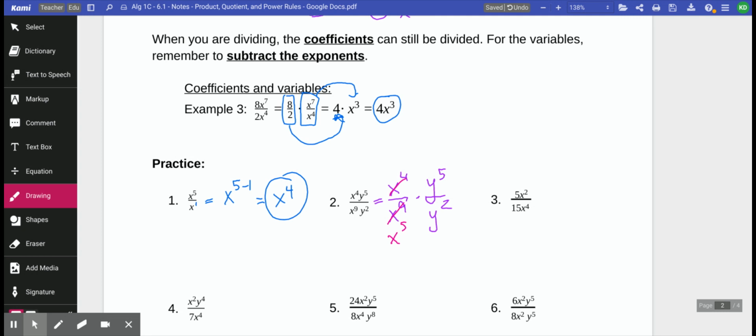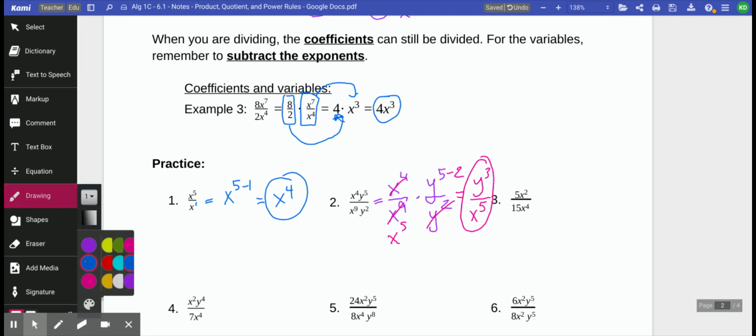For the y's, I have 5 on the top, 2 on the bottom. So I'm going to subtract 2 from the top, and that's going to become y to the 3rd. So when I rewrite my answer, I'm going to put y to the 3rd on the top of that fraction, x to the 5th on the bottom of that fraction, right? So 9 minus 4 on the bottom, 5 minus 2 on the top. So you can have a variable on the top, a variable on the bottom. It doesn't matter.